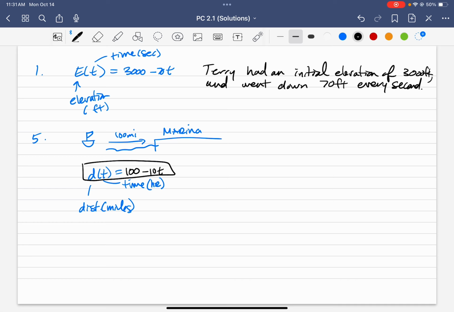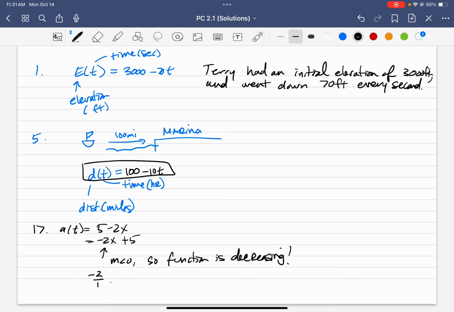That's number 5. Number 17, it wants us to tell whether the function is increasing or decreasing. So if we look at number 17, it says that a of t is equal to 5 minus 2x. I could write that as negative 2x plus 5. I see that m is negative, so the function is decreasing because I have a negative slope. I'm decreasing at a rate of -2 for every 1 that I run. So for every 1 unit in the x direction, I go down 2 units in the y direction.